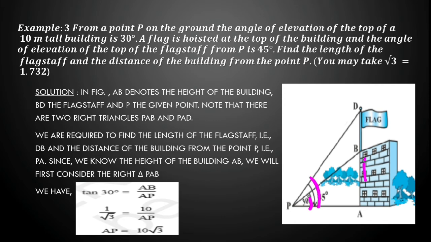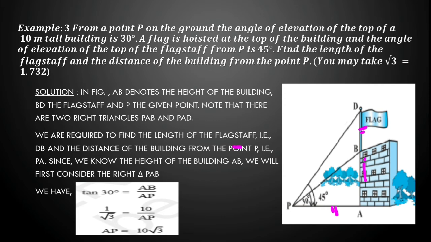Because from the point P at the top of the building the angle of elevation is 30 degree, and at the top of the flag staff the angle is 45 degree. So you have to find the length of the flag staff, that means you have to find the length of BD. Also you have to find the length of AP. Here we are required to find the length of the flag staff DB.